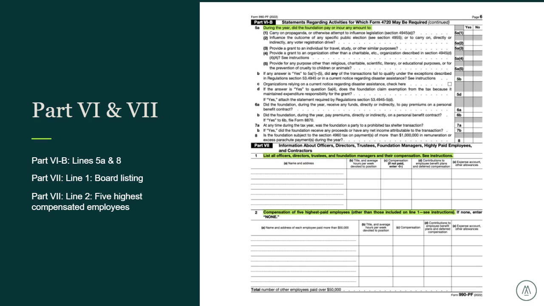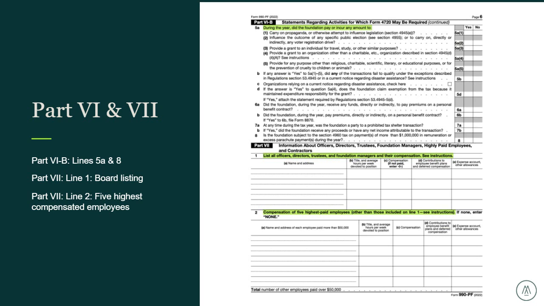So the next part we have is Part 7, where we are listing certain numbers, and then we're also providing compensation information. On line 1, we are providing board and officer listing, also trustees. These persons get listed even if no compensation is provided.